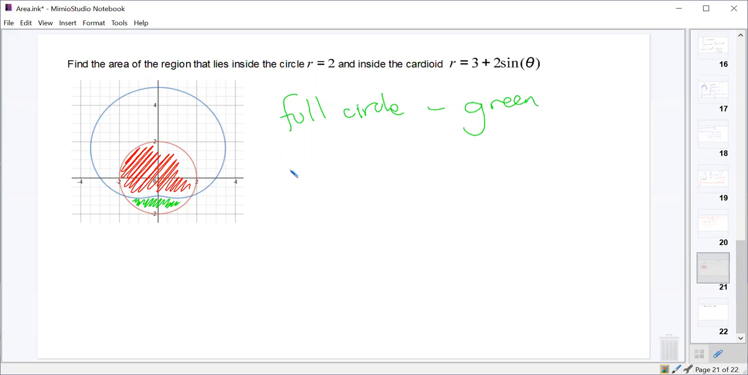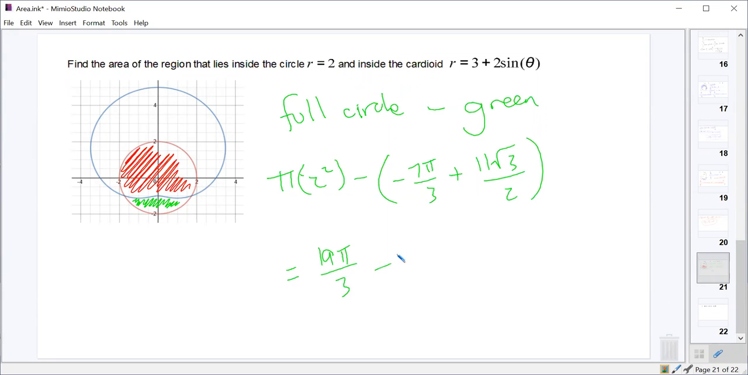So our full circle ought to be pi times our radius squared. And then we're going to subtract from that our answer from the previous one, which was negative 7 pi over 3. And what was it? Plus 11 root 3 over 2 again. So we got 4 pi plus the 7 pi over 3, which what is that? 19 pi over 3. And then minus the 11 root 3 over 2.